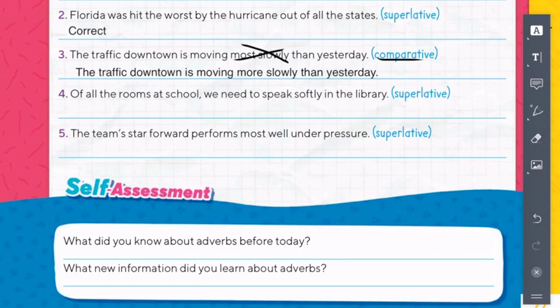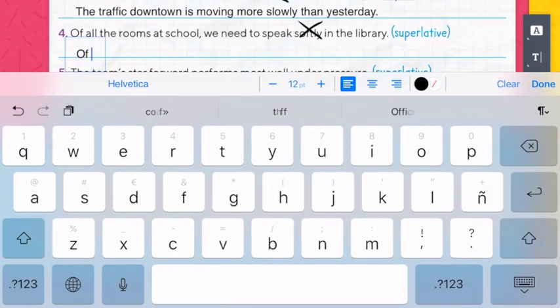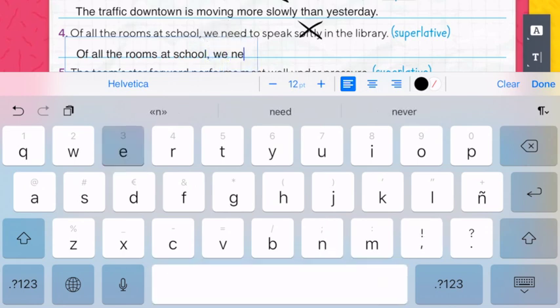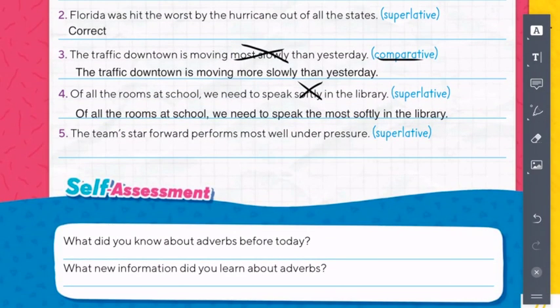Number 4, of all the rooms at school, we need to speak softly in the library. And it needs to be superlative. Is it correct? It's not correct. Very good. It's not softly. It's the most softly because it's superlative. All right? Of all the rooms at school, we need to speak the most softly in the library. Period. Good.